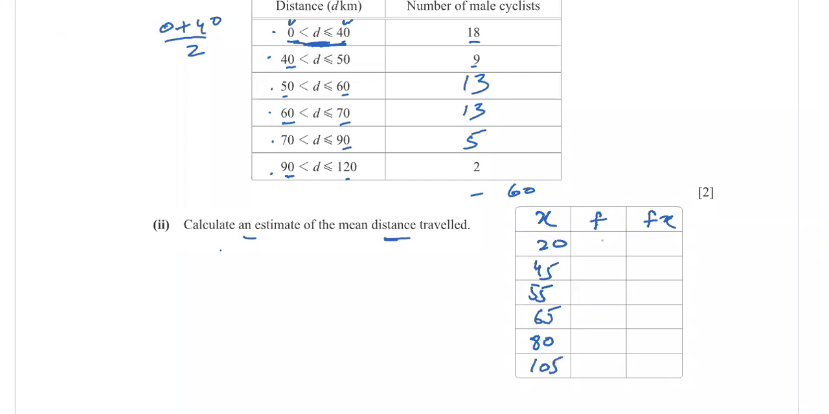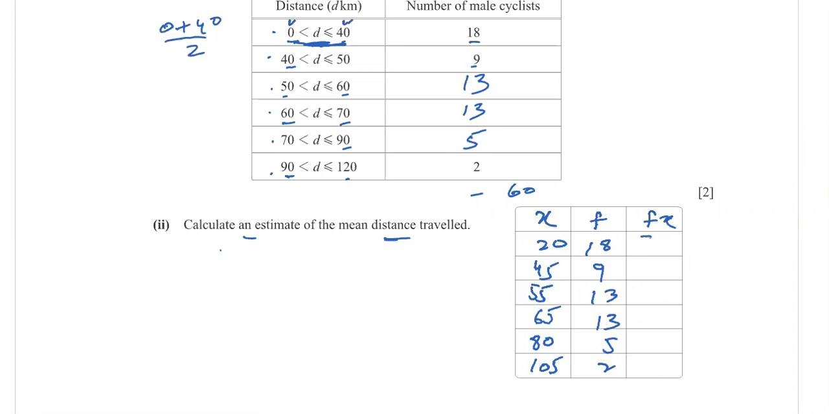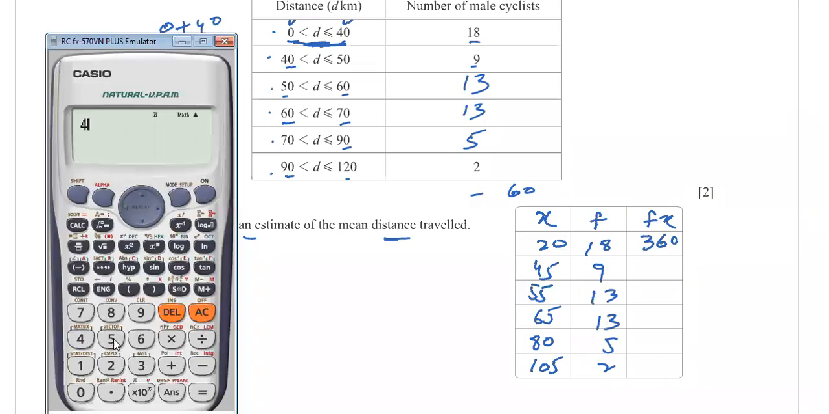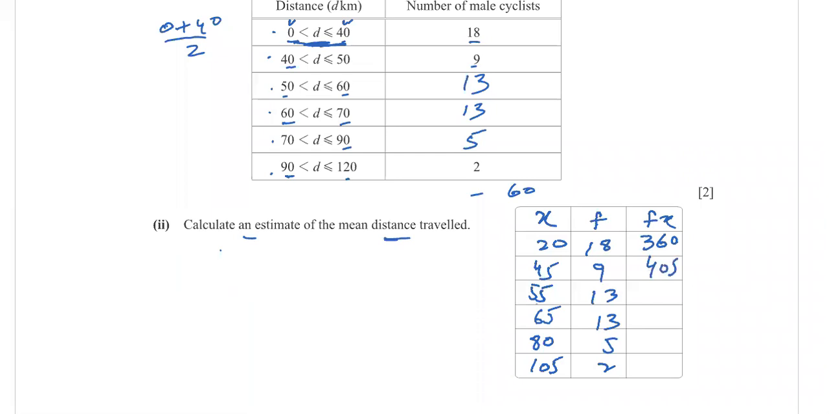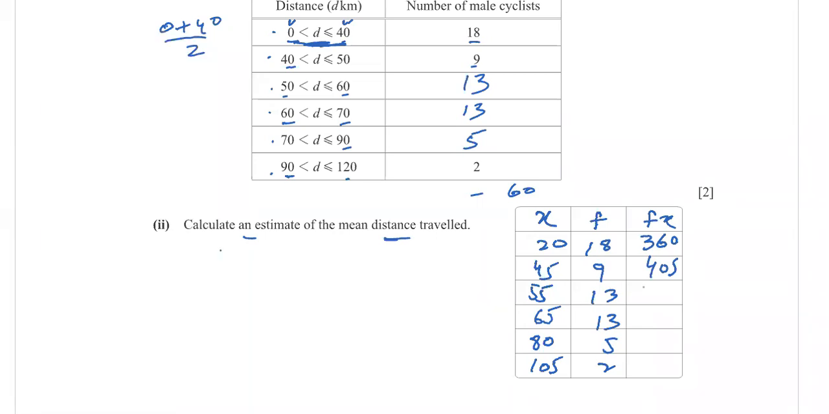Now their respective frequencies, if I write them: 18, 9, 13, 13, 5 and 2. So let's find fx for each group. The first one is 18 times 20, which is 360. 45 times 9, that is 405. 55 times 13 is 715.